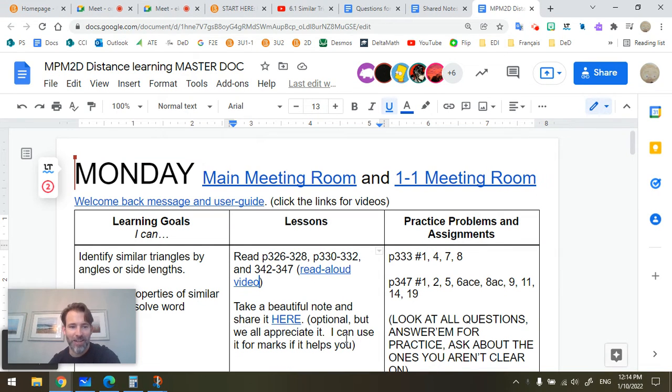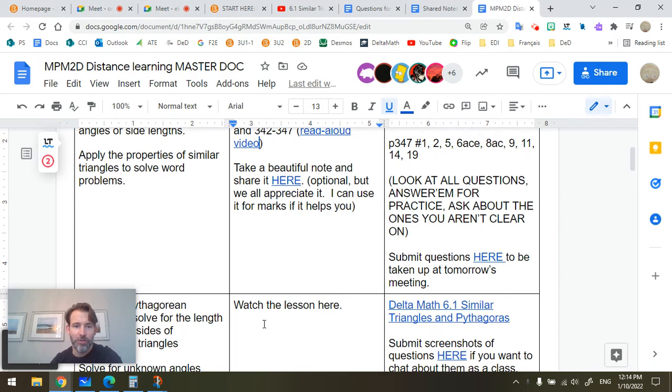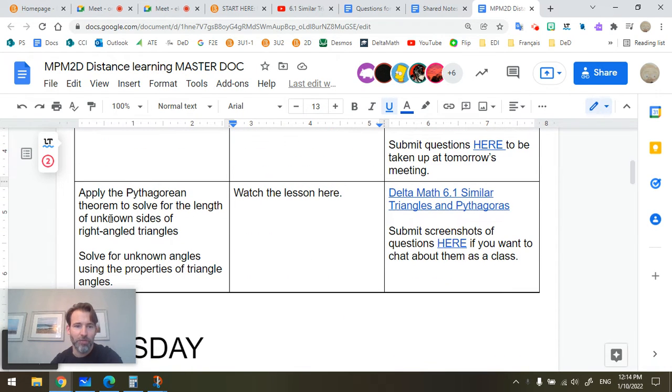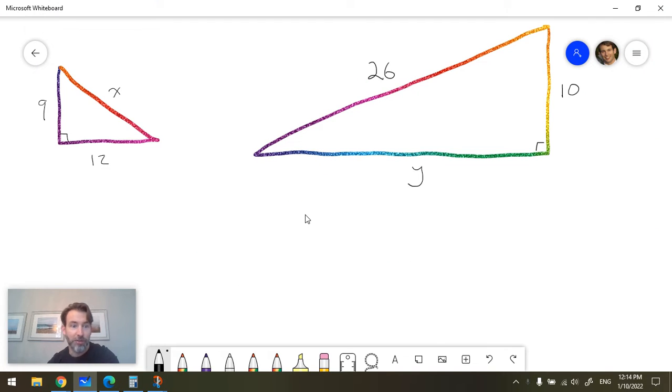Let's take a look at how we can use the Pythagorean theorem to solve for the length of unknown sides of right angle triangles, and also how we can solve for unknown angles using the properties of triangles. All right, so I've got some triangles prepared for us over here. They're sparkly triangles. Let's say we want to find x.